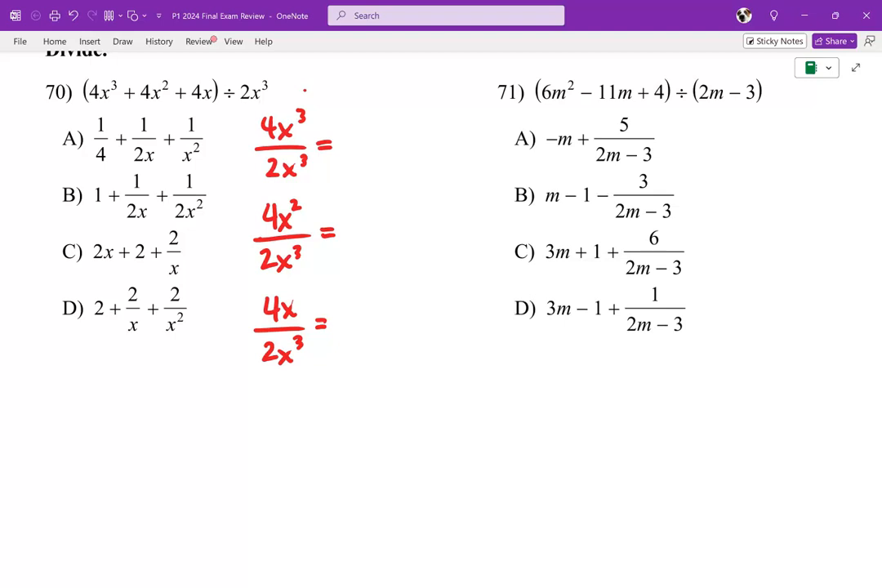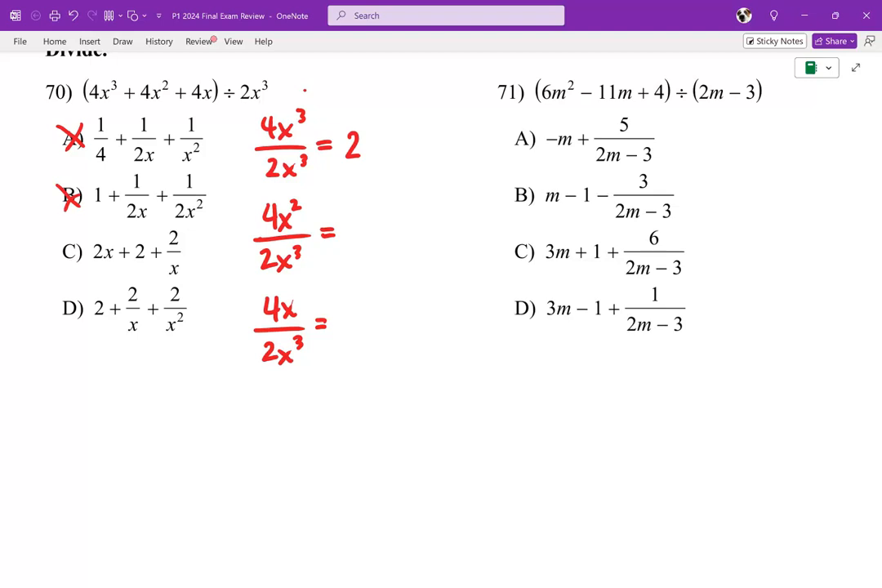Okay, so let's start with the top one. 4 divided by 2 is 2, and x cubed divided by x cubed, well, that just cancels. So the answer is just 2. So notice, I know A and B can't be answers because they don't even have a 2 in there. Okay? C and D do have 2's in there. So, all right. Let's see the next one.